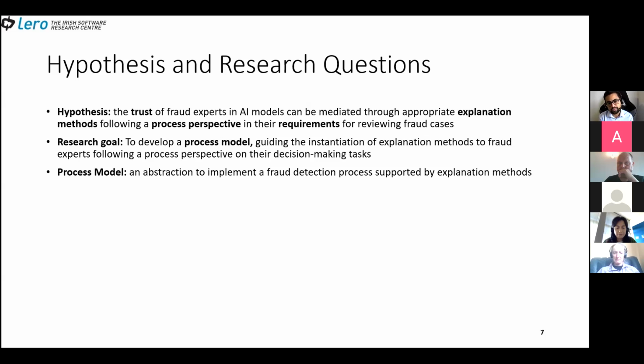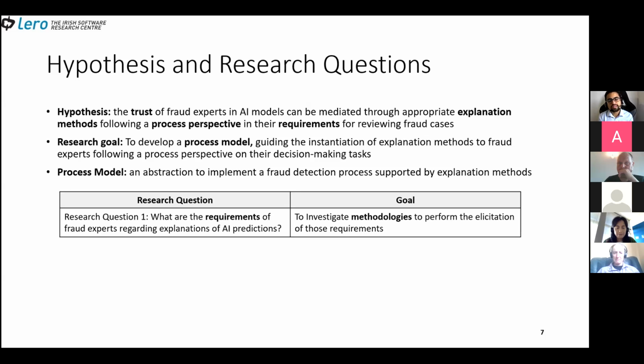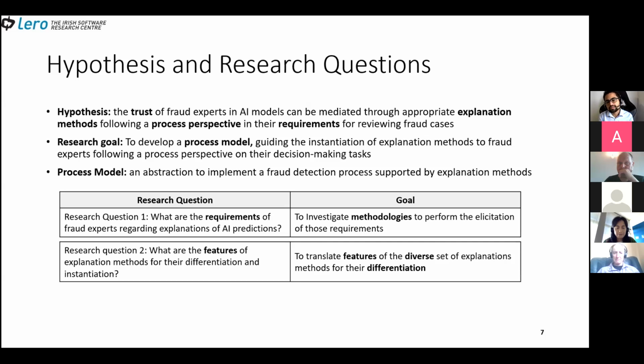And to develop this process model, I have 3 research questions, which will help me in identifying the elements to compose the model. So first, to identify the requirements of fraud experts regarding explanations of AI predictions, with the goal of assessing which methodology to use for identifying those requirements and the decision-making tasks of experts. Second, I'm investigating what are the features of the diverse set of explanation methods which exist and that can be adopted for the differentiation and instantiation with this process model.